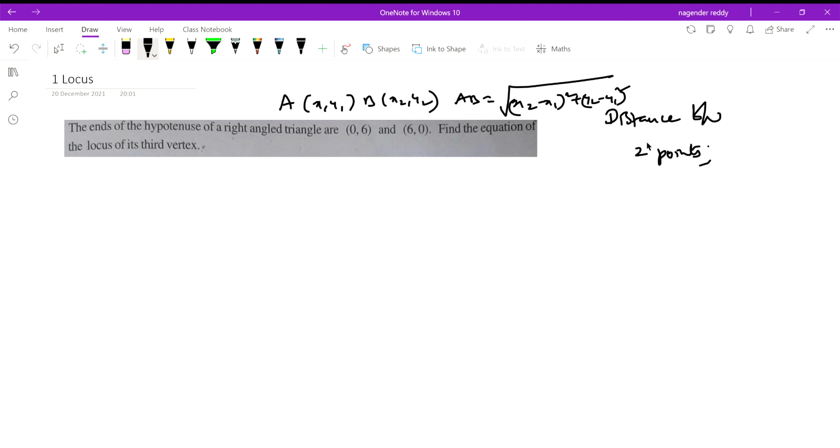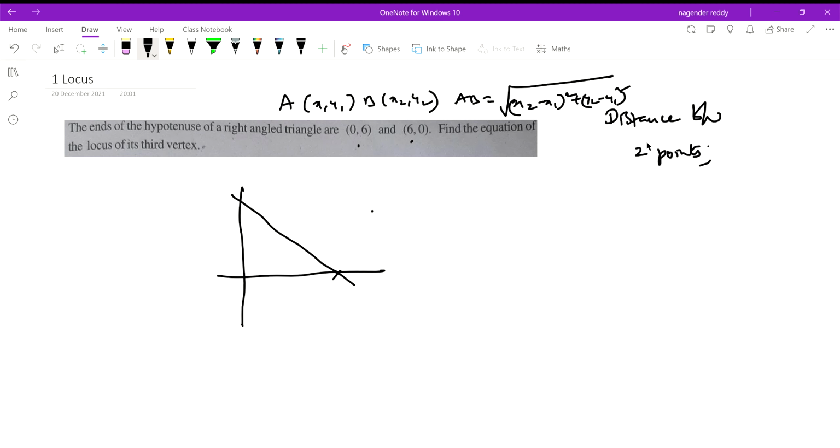The ends of the hypotenuse of a right angle triangle are (0, 6) and (6, 0). Then find the equation of the locus of its third vertex. This is the x-axis and this is the y-axis, and the line goes like this. The intercepts cut at (6, 0) and (0, 6). First he has given (0, 6).